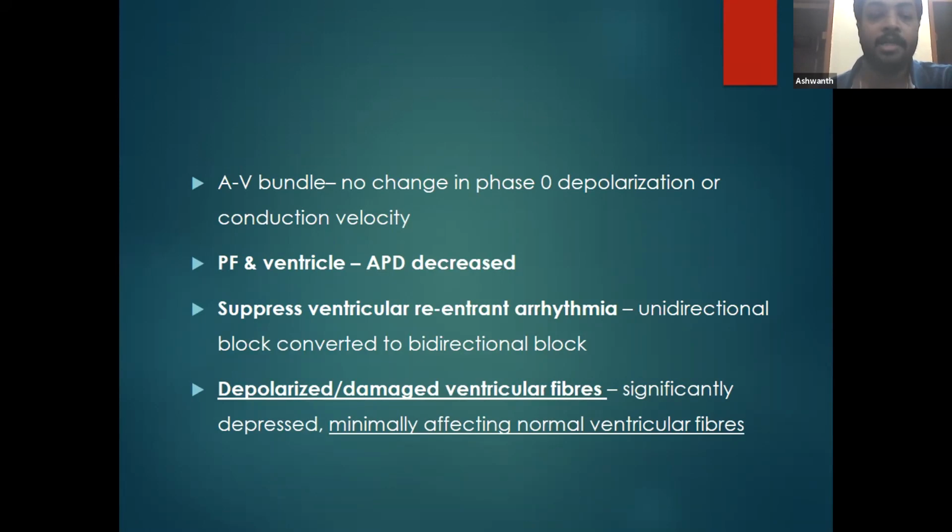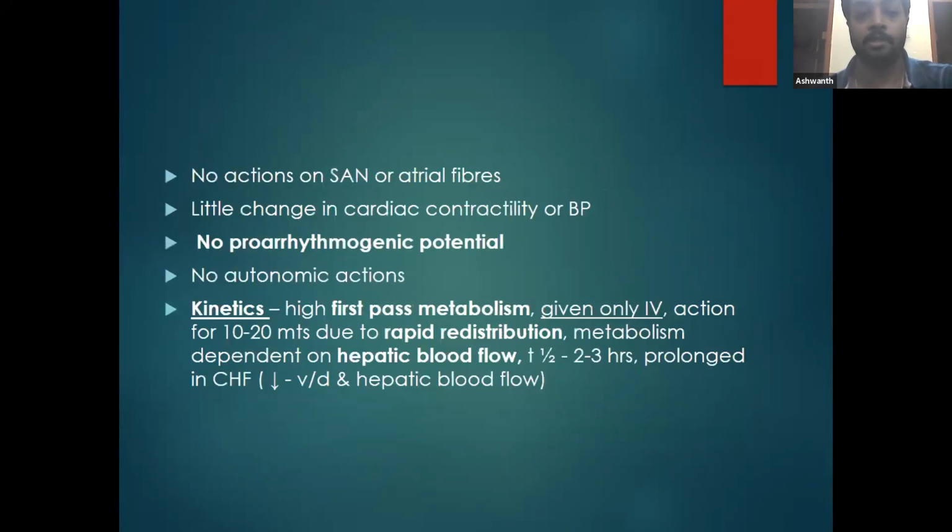It suppresses ventricular re-entrant tachycardia, as unidirectional block is converted to bidirectional block. In depolarized or damaged ventricles, the action of the drug is significantly depressed, hence only minimally affecting normal ventricular fibers. There is no action on the sinoatrial node or atrial fibers. Little change is seen in cardiac contractility or BP. No proarrhythmogenic potential is seen with the drug.